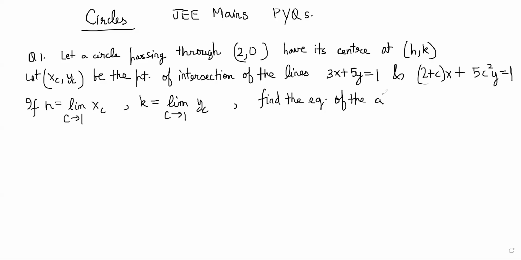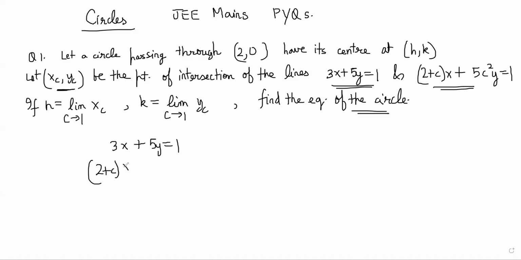So very simple question. This is JEE Mains 2024. So we have XC comma YC is the point of intersection of these two lines. So let's solve that. So 3x plus 5y equals 1 and 2 plus cx plus 5c square y equals 1, right? So multiply the first equation by c square and subtract.